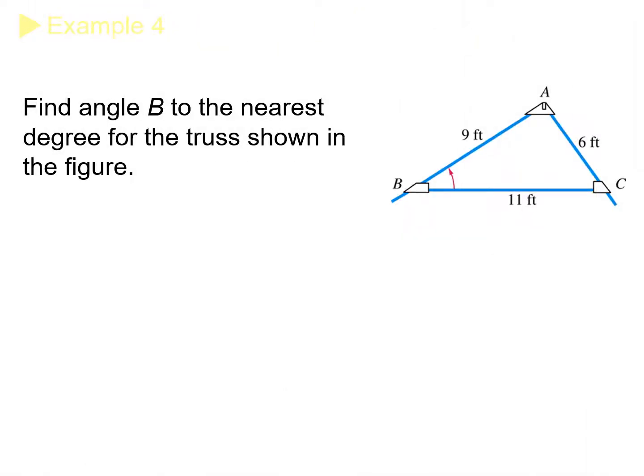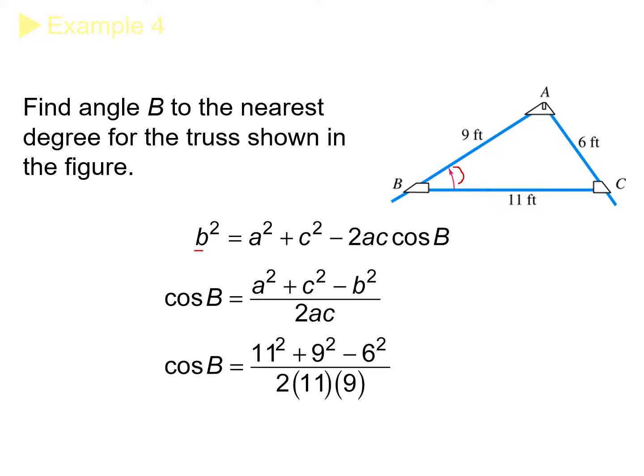Now suppose I want to find angle B to the nearest degree for the truss shown in the figure. So we're looking at this angle right here. So we want to look at b squared is a squared plus c squared minus 2ac cosine B. Putting in our numbers, we get B to be about 33 degrees.